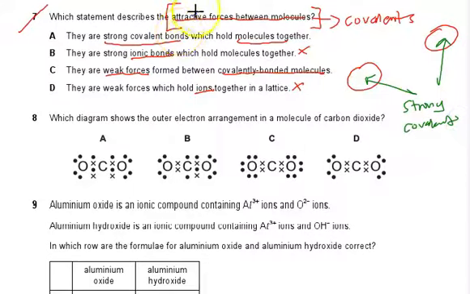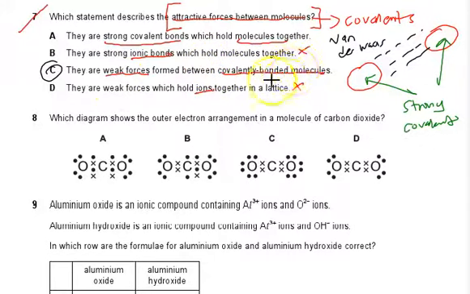So when you're talking about attractive force between molecules, which means the forces over here between the molecules. So this is normally weak. This is what we call a van der Waals force. So this should be C. They have a weak force formed between the covalently bonded molecules. So this is what they are asking for. Okay, now let us go for number 8.